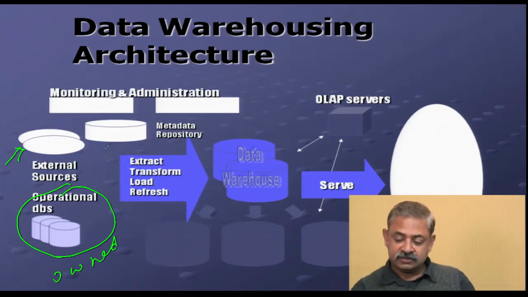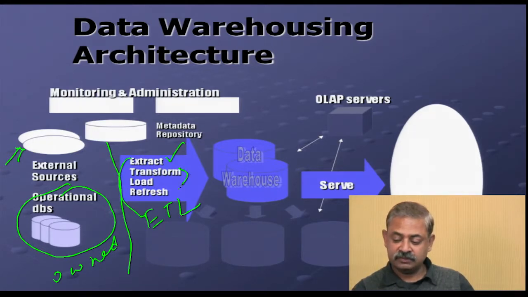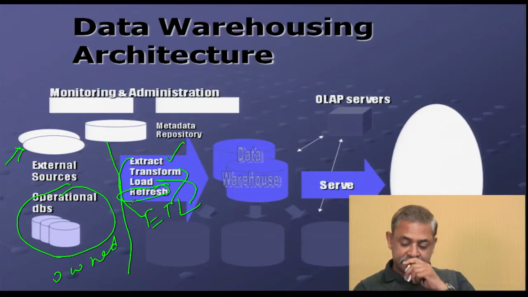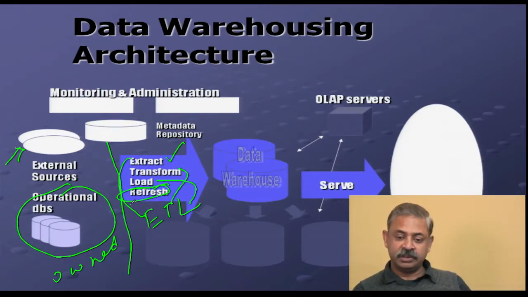And then once we have identified the external sources and operational databases, I perform what is called an ETL process, right? E stands for extract, T stands for transformation, and L stands for load. I'll talk about refresh later. So extract means that I extract only the data that I need in my data warehouse. I do not need all the data that's there in the operational systems.